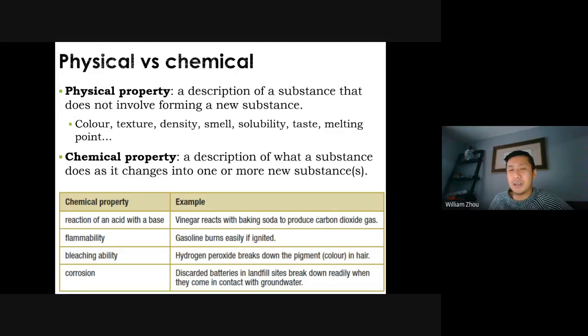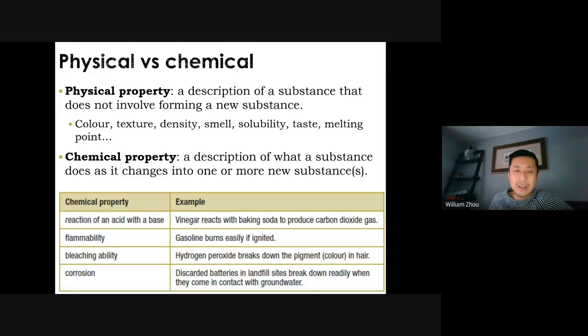Chemical properties are descriptions where, if you want to test it, you would change it into something different. For example, flammability. How easily does it burn? Well, to find out, you're going to have to burn it. If you burn it, it's not gold anymore. It's gold oxide.